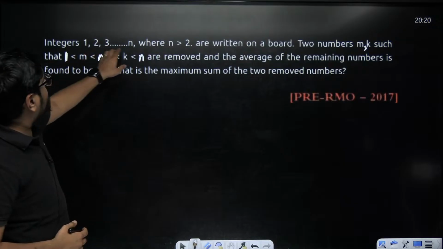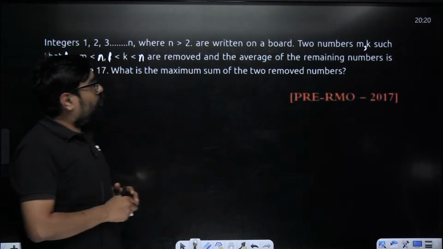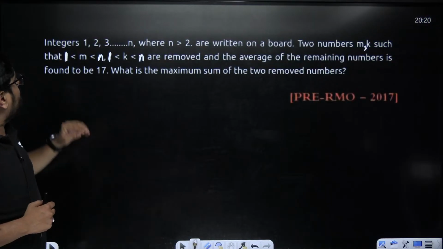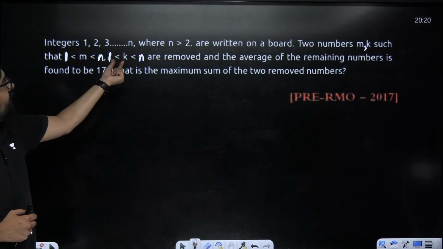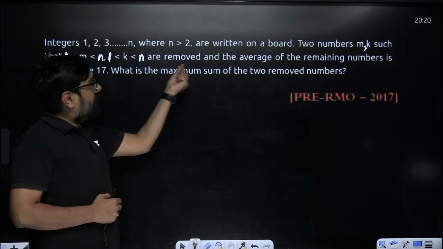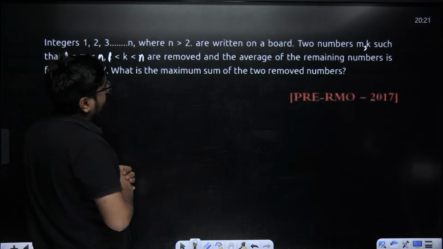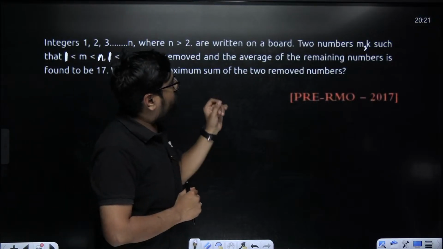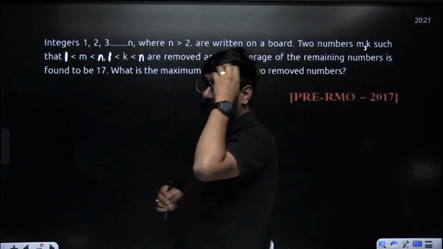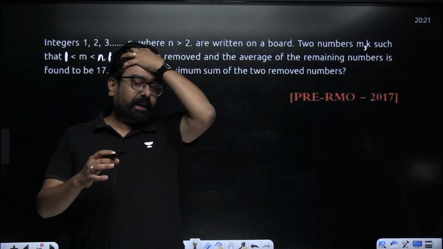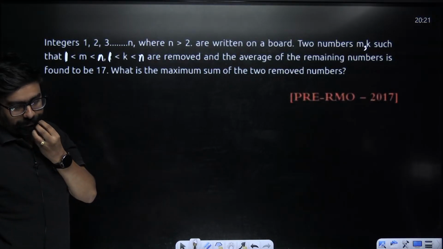They are saying integers 1 till n, where n is greater than 2, are written on a board. Two numbers m and k, both between 1 and n, are removed, and the average of the remaining numbers is found to be 17. What is the maximum sum of the two removed numbers? Very logically, very mathematically you will have to think about this question. This is a good question. Come on, give it a try.